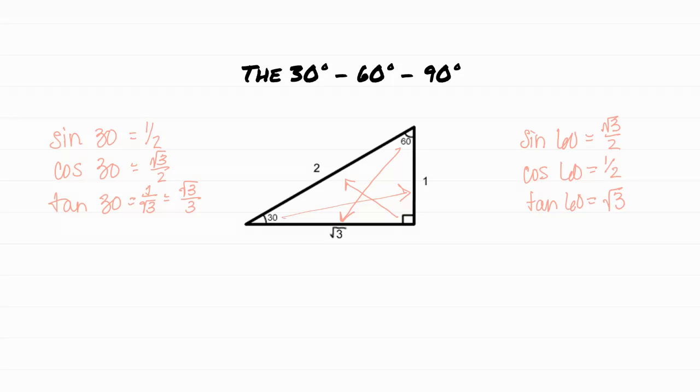Now notice that these are opposite of each other. Sine of 30 is the same thing as cosine of 60. Sine of 60 is the same thing as cosine of 30, and the tangents of the two are inverses of each other. That will always be true for a 30, 60, 90. Now, if you know that you have a 30, 60, 90 triangle, you can figure out the sides as well based on these ratios that you have. And we'll talk about that a little bit more in a minute.